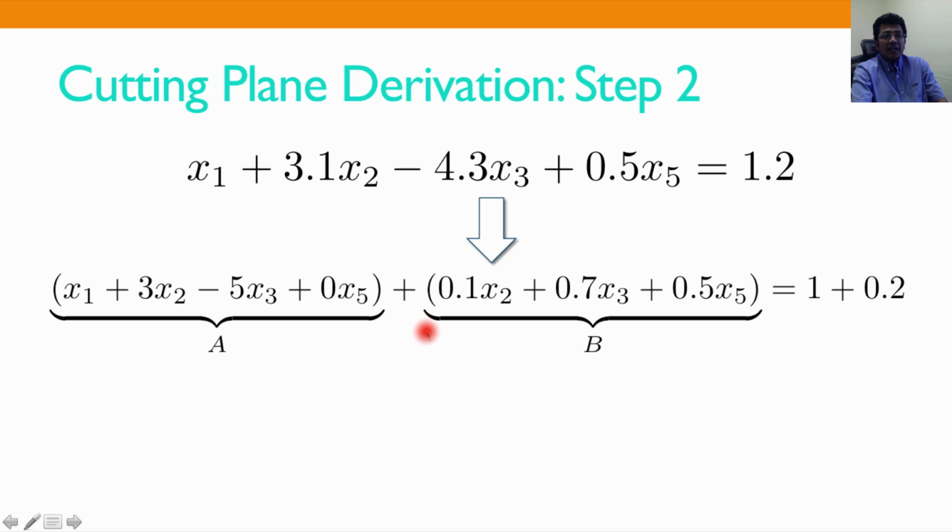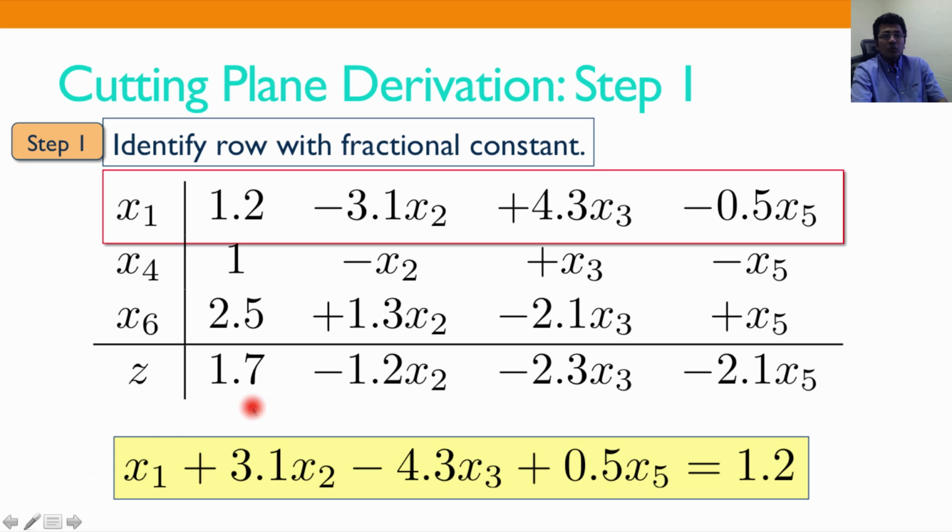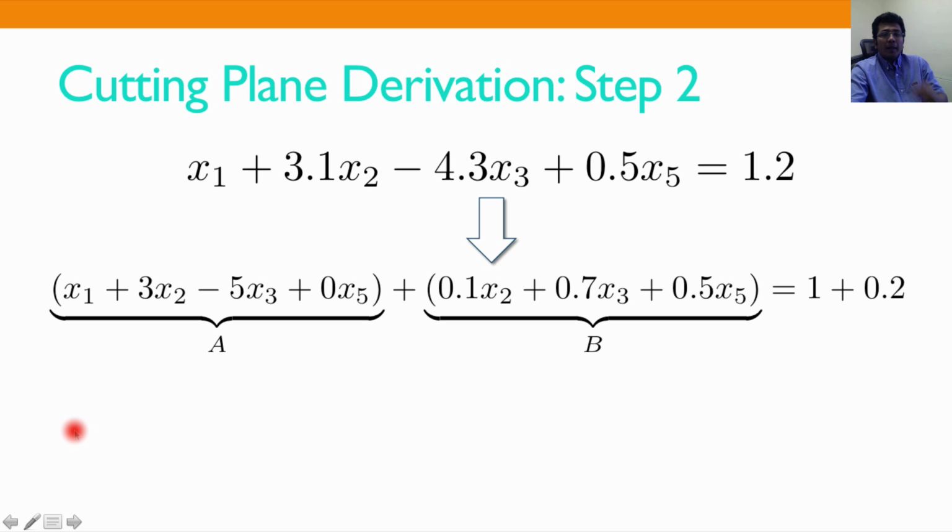All right. So we can identify any of the rows. We identified x1 in this example. You could have identified x6 or z, and I will repeat that again. All right. Now, I'm going to split this expression on the left into two expressions. One that I know to be an integer, and the other which will have to carry any fractional part. So here I split it into x1 plus 3x2 minus 5x3, and I'll tell you why minus 5 in a second, plus 0x5.